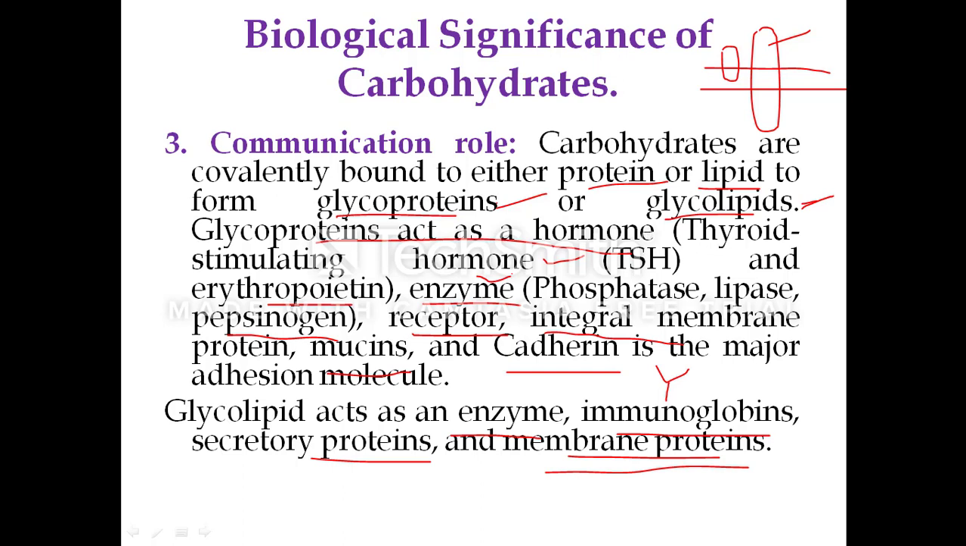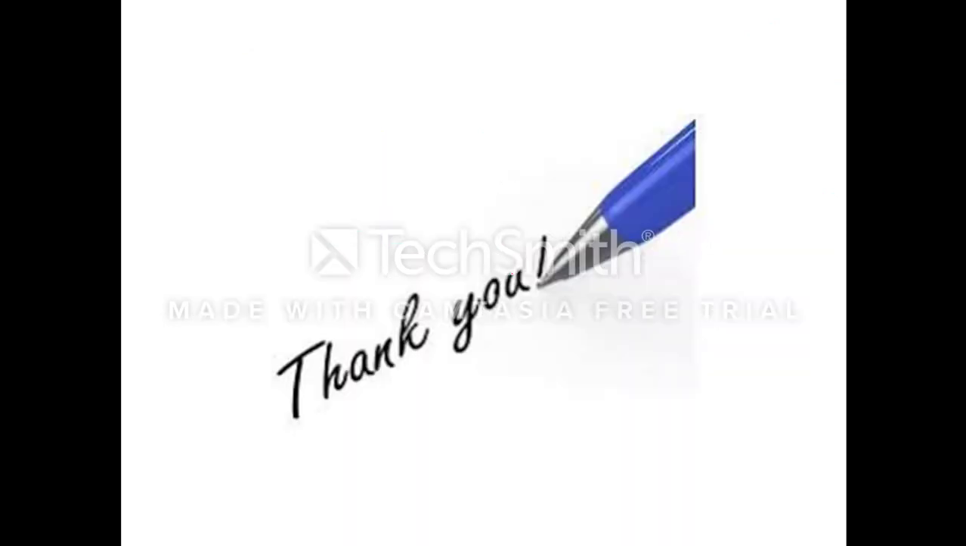Glycolipids act as enzymes, and immunoglobulins play an important role in the defense reaction. And the secretory proteins are glycoproteins, glycolipids in their nature. Membrane proteins are glycolipids. So this sending of the signal, or the communication, is done by the carbohydrates.